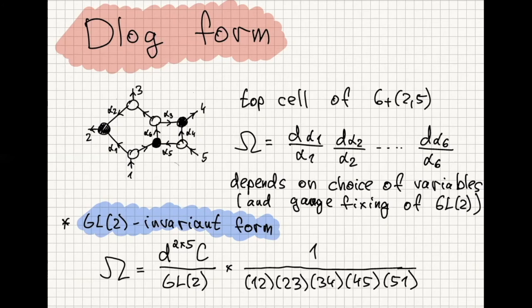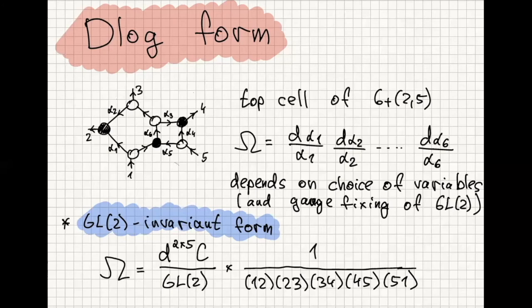So let's just look at this DLOG form before we do any dressing. This is just the DLOG form in all h variables, d alpha over alpha for all alphas. What the alpha variables are depends exactly on how we label the graph. There are different ways to label the graph, and they just correspond to different gauge fixings of the GL2 of this cell in the positive Grassmannian. There is an equivalent way to write this form, which is GL2 invariant, where instead of any alpha variables, we directly put their minors.